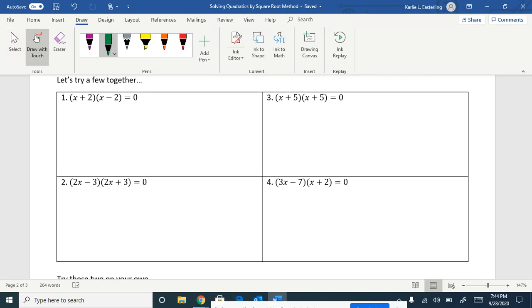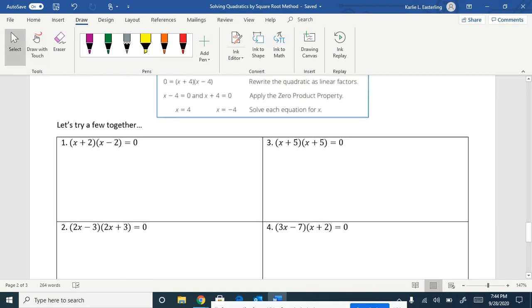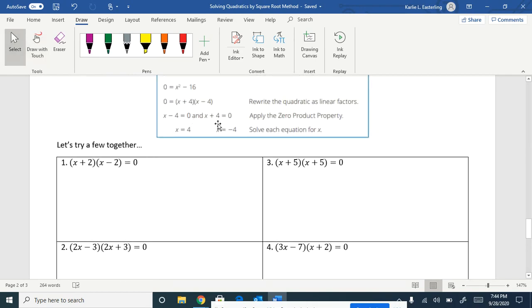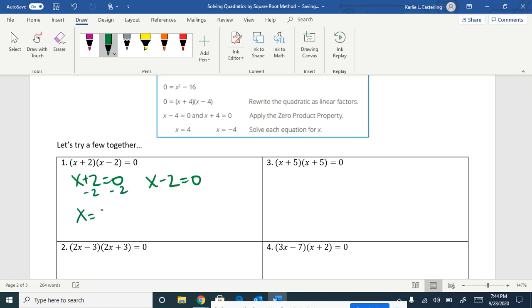So we're going to write each factor equal to 0, because these are factors. So we'll have x plus 2 equals 0 and x minus 2 equals 0. Then you just solve for x. Minus 2, x equals negative 2. Plus 2, and x equals positive 2. And these are your solutions.